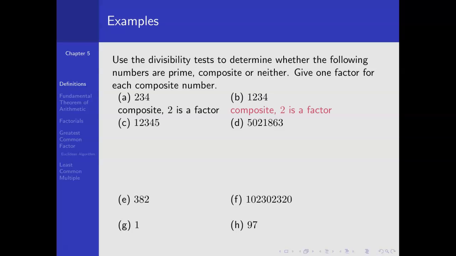1, 2, 3, 4, 5. 5 is the last digit, so 5 is a factor from our divisibility test for 5. So 12,345 is composite. Moving on to 5,021,863. It's not divisible by 2. We can check and see if it's divisible by 3. So that's our next step here.